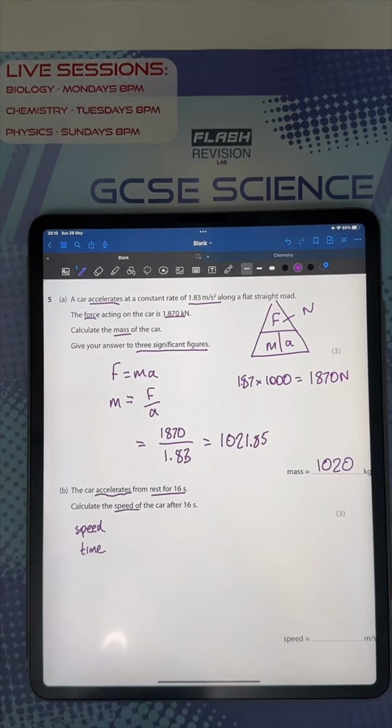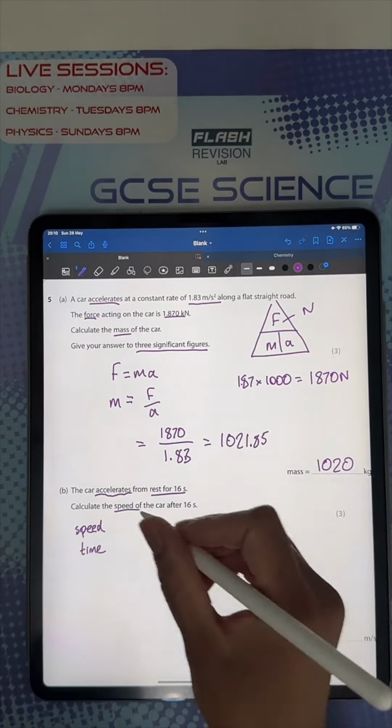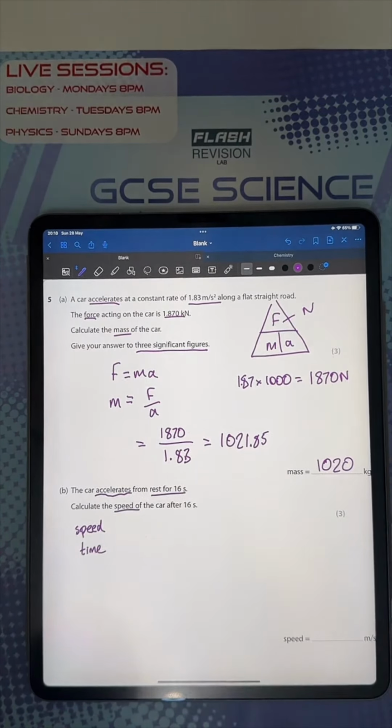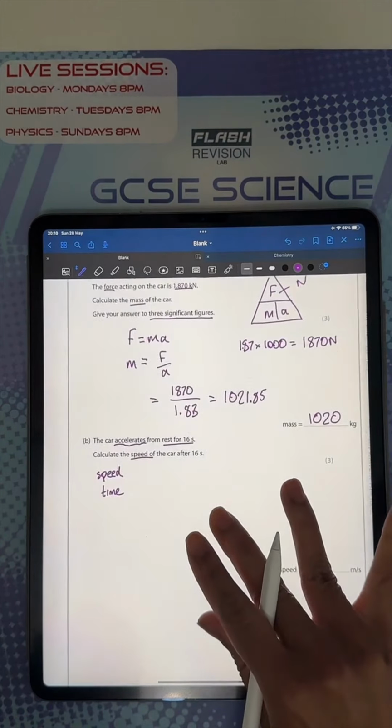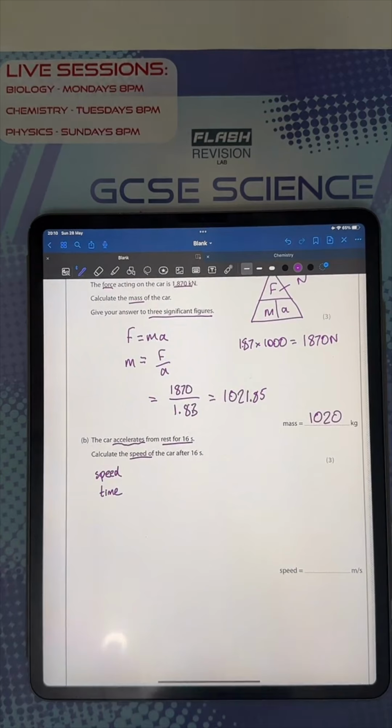You would think it's speed equals distance over time, but it's not. There's no distance involved here. They haven't given us a distance, and we don't need to find distance. So we don't use speed equals distance over time. So it's a bit tricky to work out which equation you need here. You don't need 2 equations. You can do this in 1 equation.